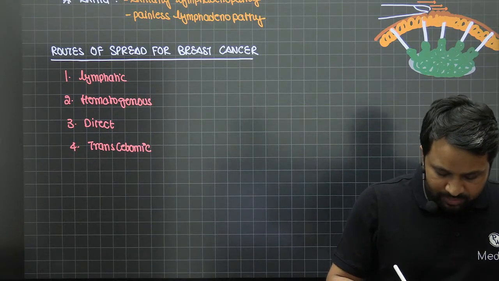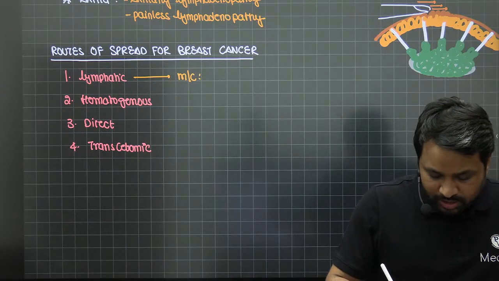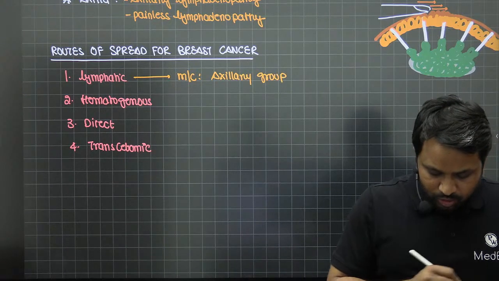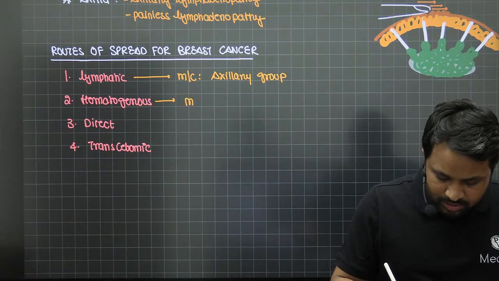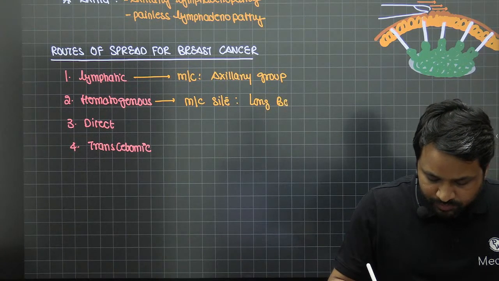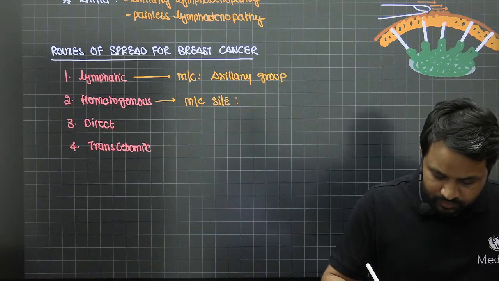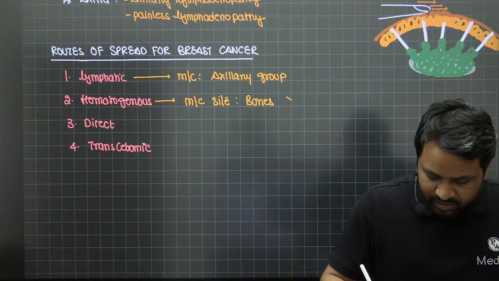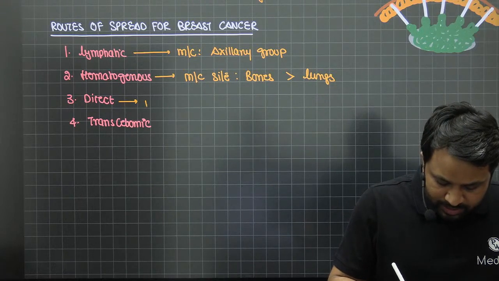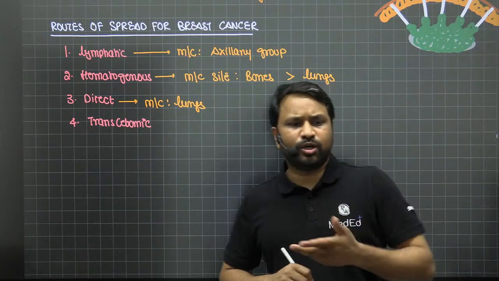Usually when it is going via lymphatics, the most common lymph nodes to be involved are going to be your axillary group of lymph nodes. If it is hematogenous, the most common site where you will see it is going to be the bones. If it is not bones, then it would like to go to the lungs. For direct spread, most commonly it is going to go down to the lungs. And transcoelomic, it will go into various abdominal viscera.